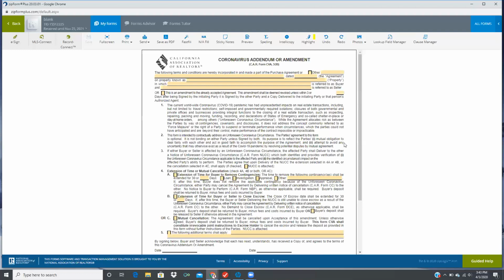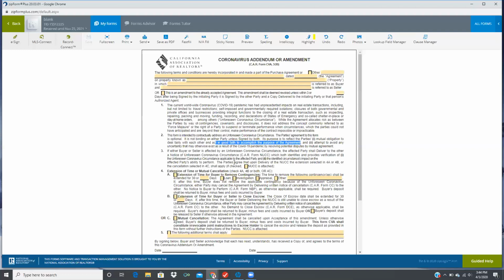It is not binding on either party unless signed by both. Its purpose is to reflect the parties' mutual obligation to deal fairly with each other and act in good faith to accomplish the purpose of the agreement. So I think number 2 is something to touch on when you're having this signed, as to why it's important to put this in place, that we're all doing our best here. And I think it does help set the tone of the next 20 to 30 or 40 days of the transaction.